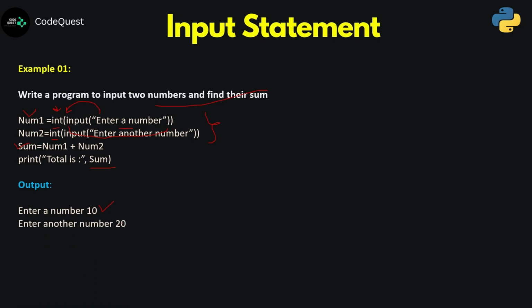Similarly, when I'm passing the second value, that is 20, this is once again a string. But because of this typecasting, it has been converted into a numeric value and assigned to num2. So this sum is going to find 10 plus 20, 30. So towards the end, we'll get a message like total is 30.